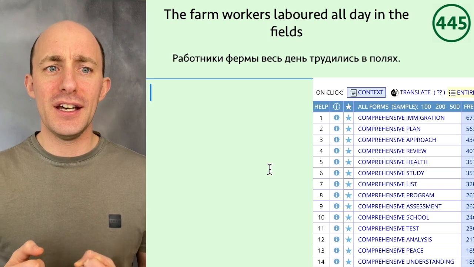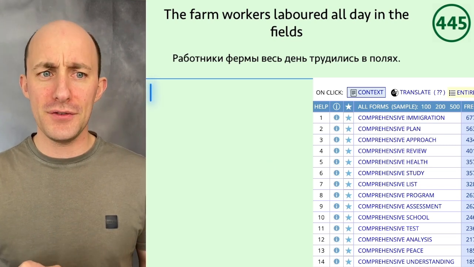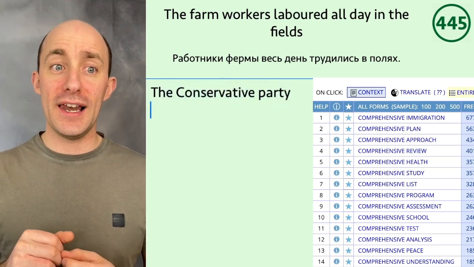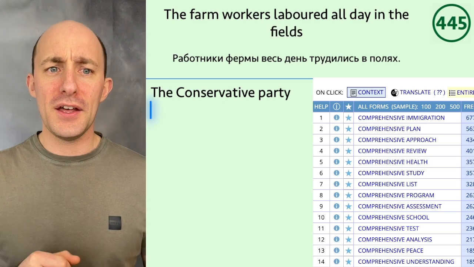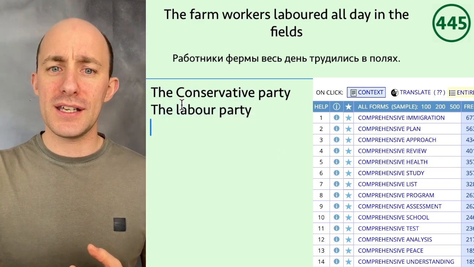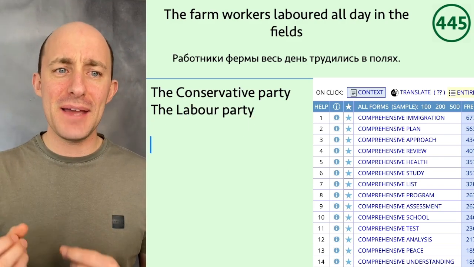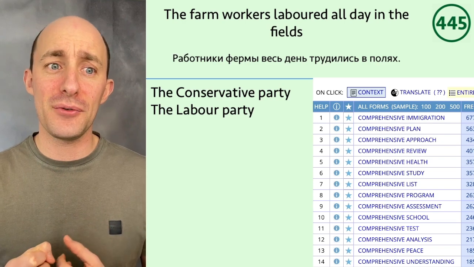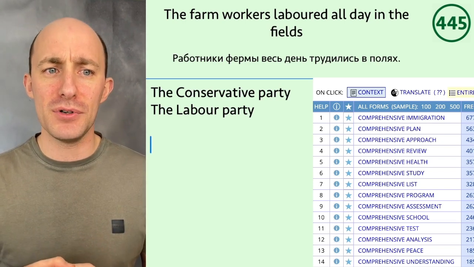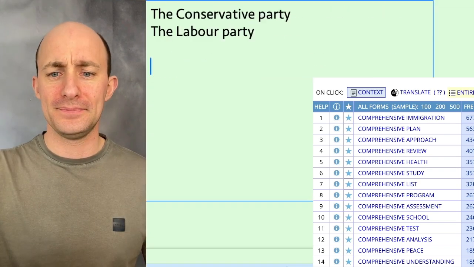They laboured. In England, we have two political parties. The Conservative Party. Traditionally, that was the party of the landowners. The Labour Party, that was the party of the working class. Now it's changed, really, and the Labour Party don't necessarily represent the working class anymore, but traditionally they represented the labourers, the workers, because labour is about труд.